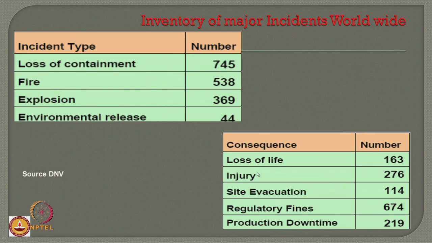Seconding to that is the injury. Now, put together, injury and loss of life, which is called challenge to personal safety, can be considered to be the major one, equivalent to that of regulatory fines. It means if a company encounters an accident in its production plant, there are two major catastrophic damages happening to the company. One is the financial loss, because there are regulatory fines imposed on the company.